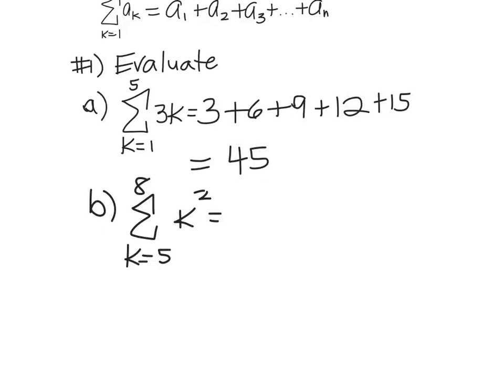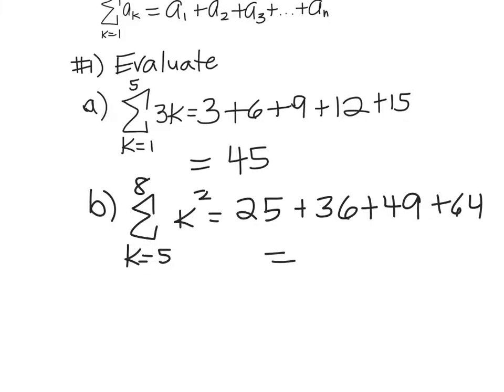Okay, so we're going to go ahead. This time we're not starting at k equals 1. You can start at k equals whatever. Here they have you starting at k equals 5. So your first term is to plug 5 in, and you get 25. Your next term would then be to plug in 6, and you get 36. 7 will give you 49, and 8 will give you 64.